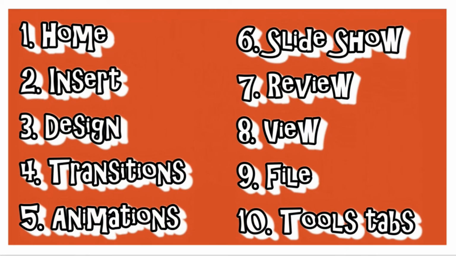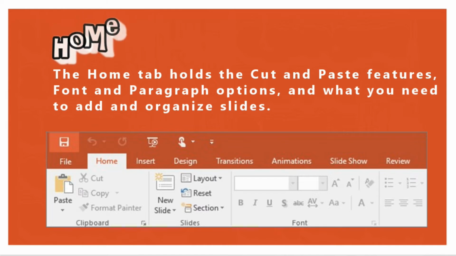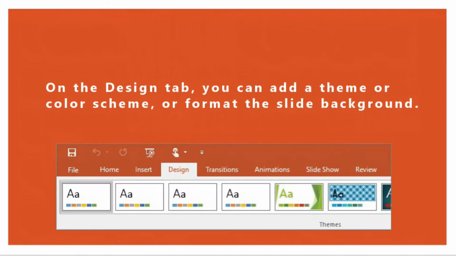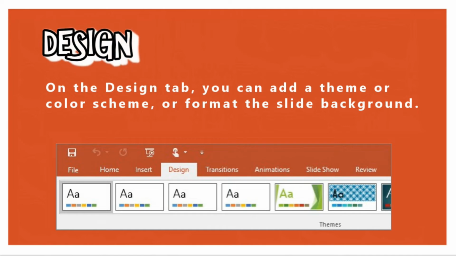Here's a look at what you'll find in each of the PowerPoint ribbon tabs. Home. The Home tab holds the cut and paste features, font and paragraph options, and what you need to add and organize slides. Insert. Click Insert to add something to a slide. This includes pictures, shapes, charts, links, text boxes, video, and more. Design. On the Design tab, you can add a theme or color scheme or format the slide background.